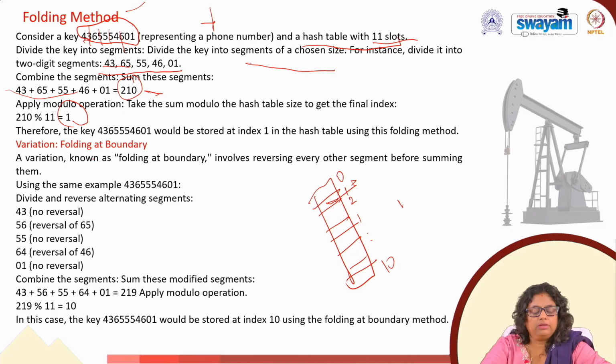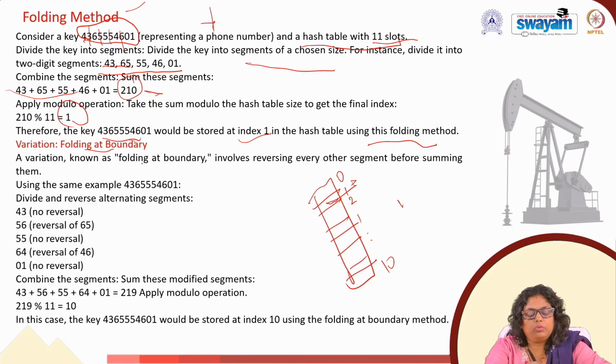So this is the one thing. Therefore the key, which is the phone number, would be stored at index 1 in the hash table, using the folding method. Okay. There is one more variation here: folding at the boundary. What does it mean? There's another way.